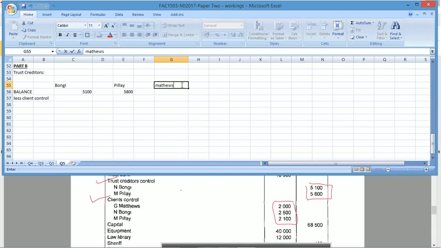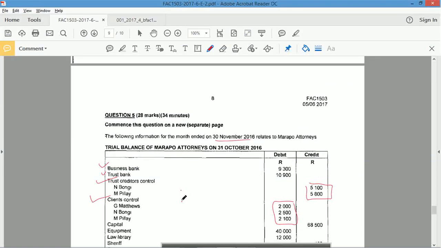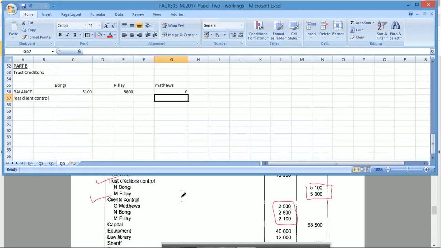Why are we taking Matthews? Because Matthews is a client. Matthews doesn't have a balance, but he's still got a client control account. So he's still like a debtor to the business. Because in the previous one we didn't look at the third individually, we only took the 2. We only took the 2 in the creditors control in the previous. Okay, well, I'm going to just show Matthews here and just see if it does make a difference, if there is anything for Matthews. Okay, for Bongi we had minus 2,500 and minus 2,100.